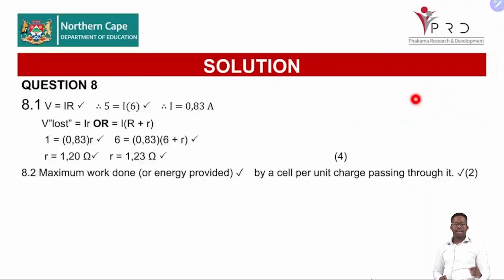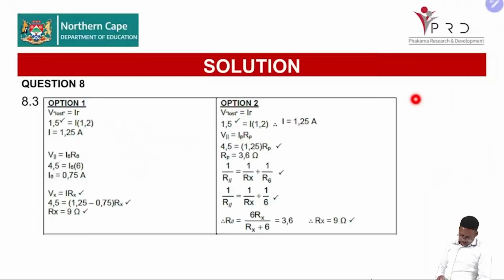You must define EMF the way it appears from the exam guideline, which is the maximum energy provided by the battery per unit charge passing through it. Calculate the resistance X when the voltmeter reads 4.5 volts.